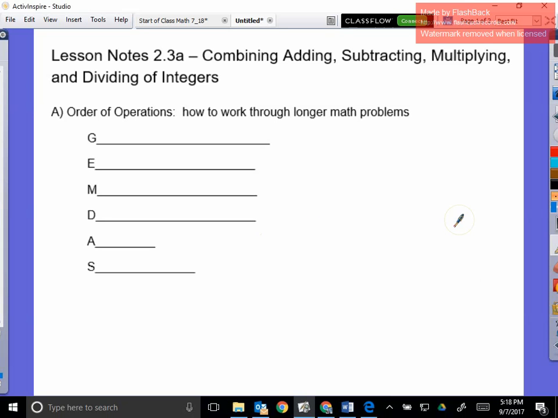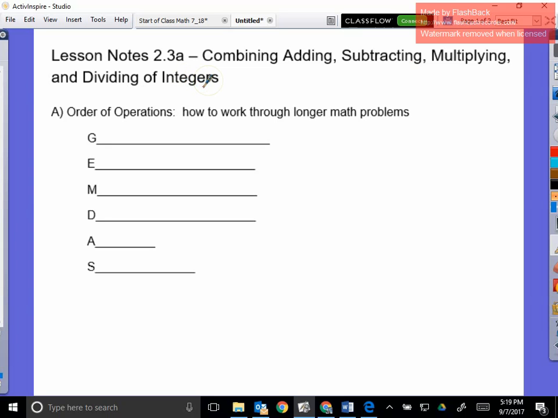All right, my little math friends, here we are in lesson 2.3a, and we are moving into the end of chapter 2. And with the end of chapter 2, that means we're going to start doing all the different math operations that we've been working on with positive and negative numbers. We're going to combine adding, subtracting, multiplying, and dividing integers all into the same type of math problem.